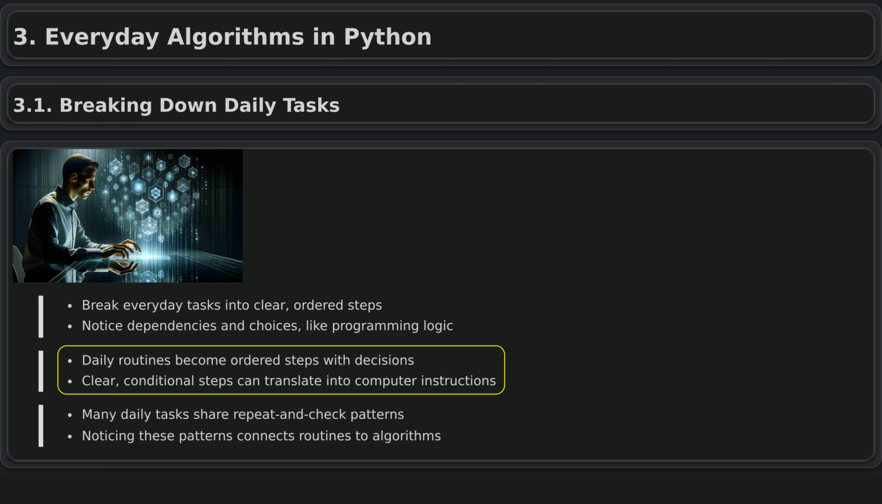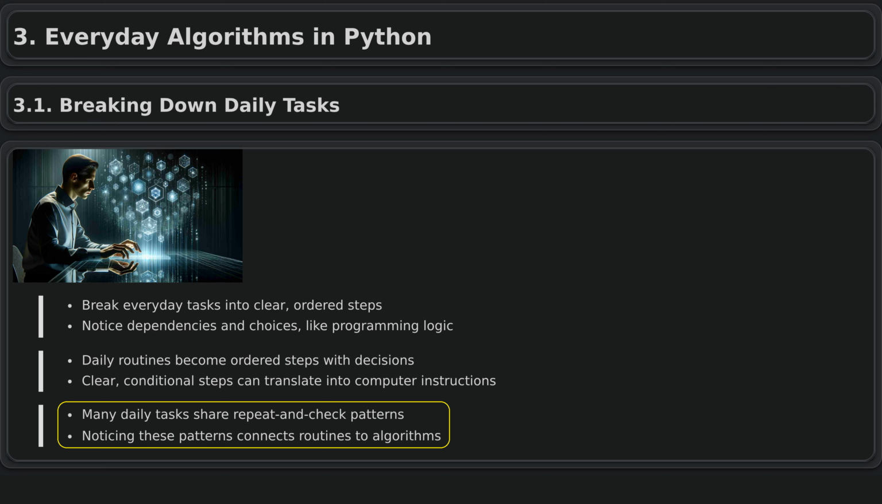Preparing to go out on a rainy day can be seen as a sequence of decisions and actions, such as checking the weather, deciding whether you need an umbrella or raincoat, choosing suitable shoes, gathering your essentials, and locking the door. If you skip the weather check, you might get soaked, which shows that the order of steps and key decision points really matter. When you organize these actions into a clear sequence with conditions, you are essentially creating a precise procedure. This kind of structured procedure can then be translated into step-by-step instructions that a computer can follow.